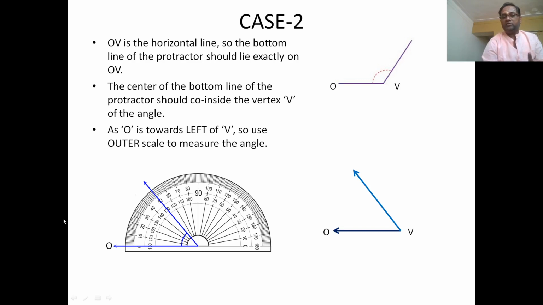Now we see towards which direction is 0. 0 is towards the left direction of V or the vertex. So we have to use the outer scale. We read upwards on the outer scale. So from here we start 10, 20, 30, 40, 50. So this is again a 50-degree angle here.